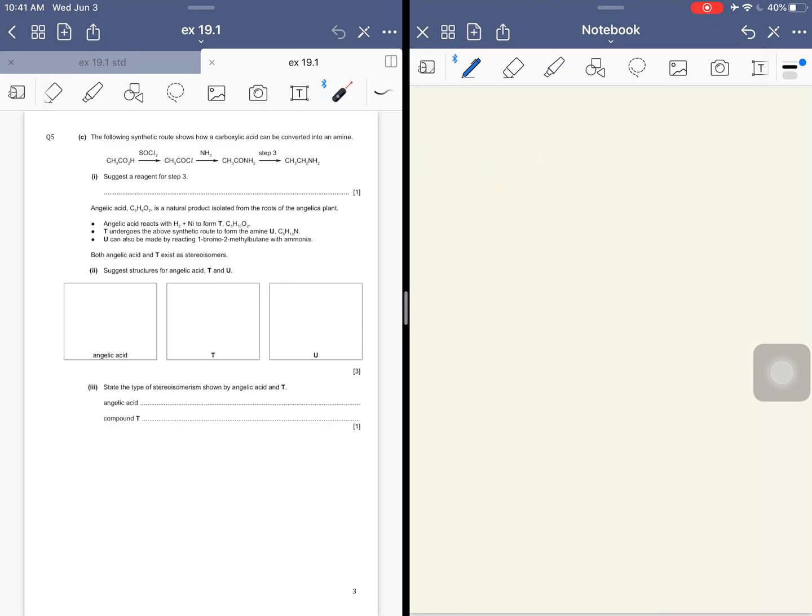Next, we're going to look at the second part of this question, where it is talking about angelic acid, which is C5H8O2. So the name acid should already give you a hint that it has a COOH, as you can see from the formula, that it has 2 oxygen, and then there is 5 carbon, 1, 2, 3, 4, 5. Now this 5 carbon may not necessarily be a straight chain, it may be branched or a straight chain. I do not know that yet.